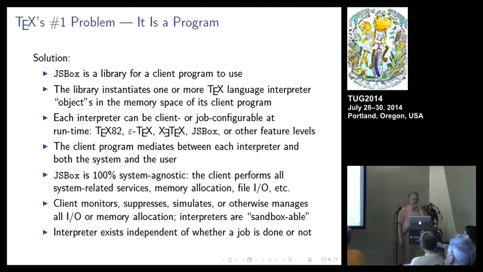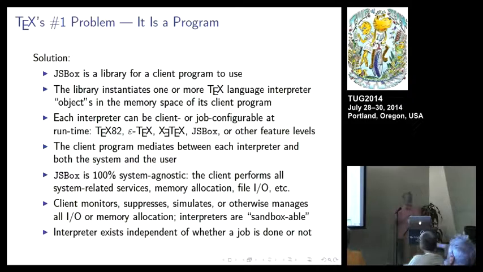So I've solved that by implementing this as a library for any client program to use. The library instantiates one or more TeX language interpreters as an object in the memory space of its client program. Interpreters can be configurable at runtime to be at various compatibility levels. And the client program mediates between each interpreter and the user and the system. The library is 100% system agnostic. It does not know what standard I/O is. It does not do any memory allocation or file I/O.